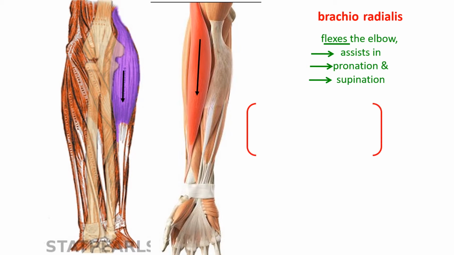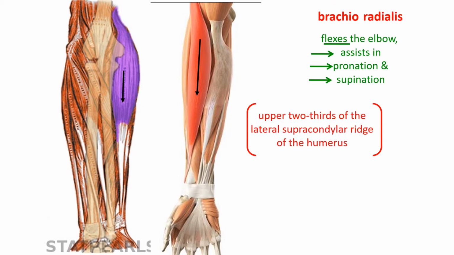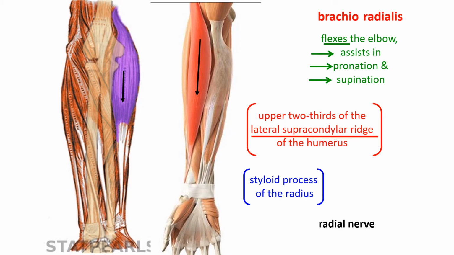Now, what is the next piece of information I need to know? I need to know from where it is coming. It's coming from the upper 2/3 of the lateral supracondylar ridge of the humerus. And the next piece of information is where it is going. It's going to the styloid process of the radius. And then what nerve is supplying it? It's the radial nerve.